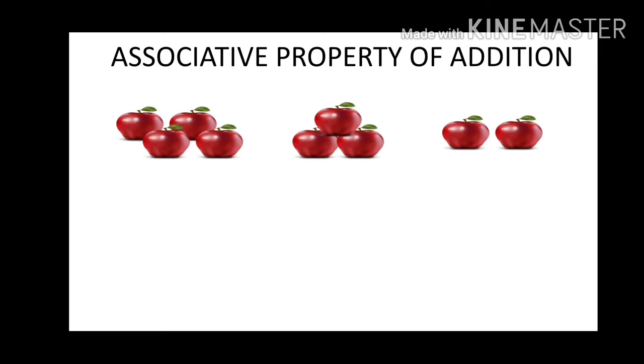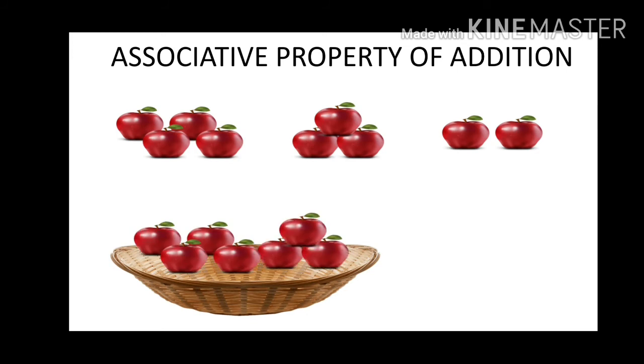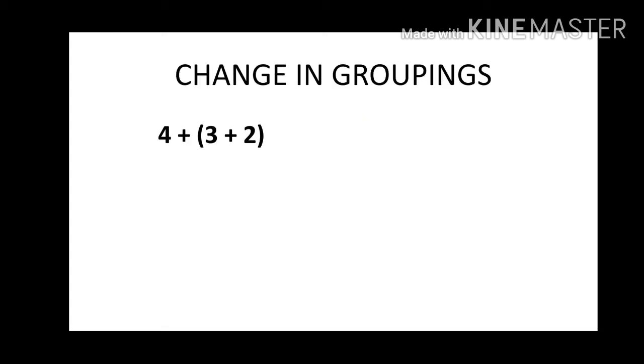Now let's take the same set of apples, group of 4, 3 and 2. Now what we will do, in that basket, first we'll keep the group of 4, then we'll keep the group of 3 apples. And outside we'll keep the group of 2 apples. Now let's count. So in the basket we have 4 and 3, 7 apples, and outside 2 apples. So total 9 only. So both arrangements we can see in this way. So 4 plus 3 plus 2, with 3 plus 2 in the bracket. That means inside the basket I have kept 3 apples and 2 apples.